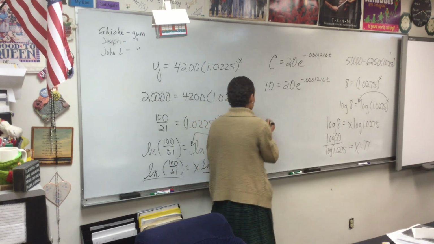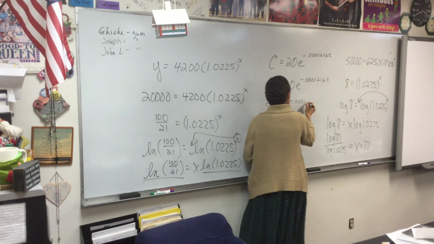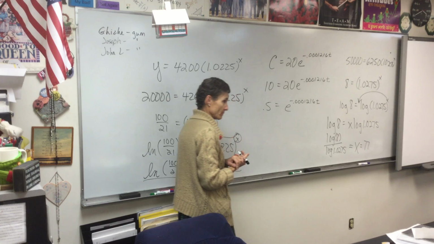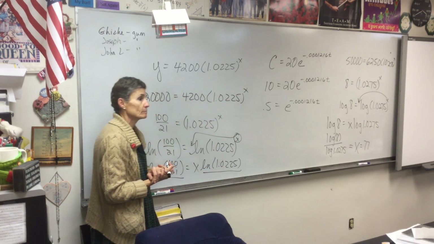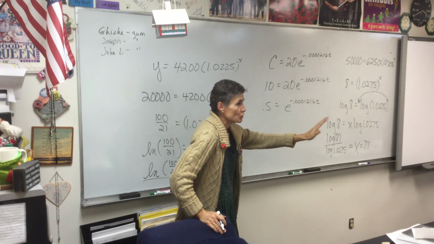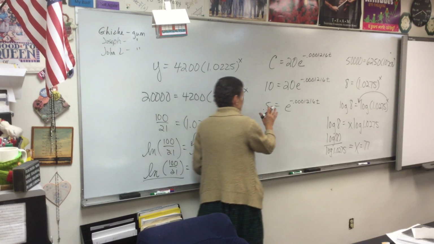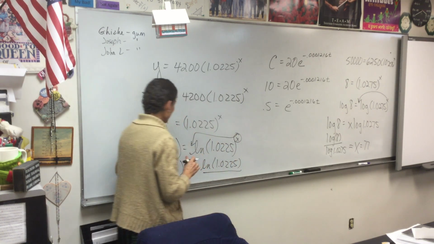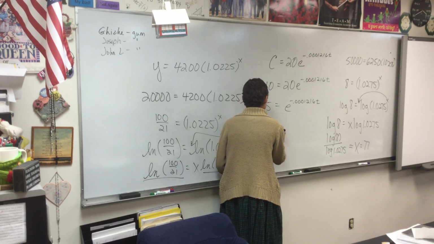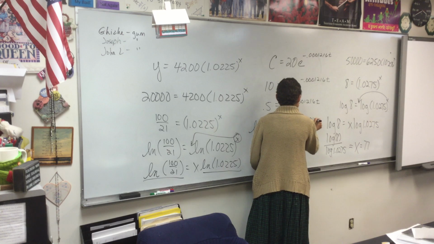Divide by 20. Very good, Brenton. We always got to get rid of that number. No matter what, I got to get rid of that number. Now, any problem you can do with log or ln. ln's going to be easier, and I'll show you why. At this point, I'm going to do what I did over here. I'm going to ln both sides. So I have ln 0.5 equals ln e to the negative all this.